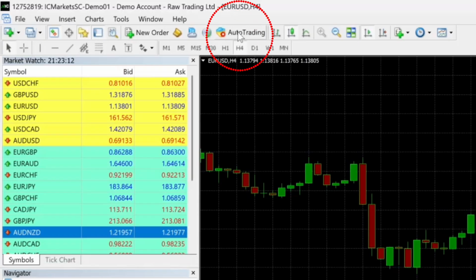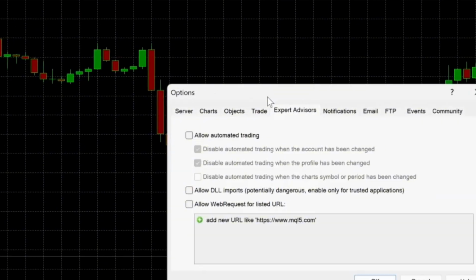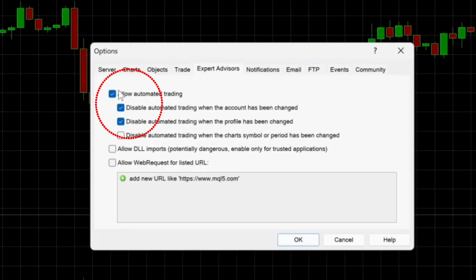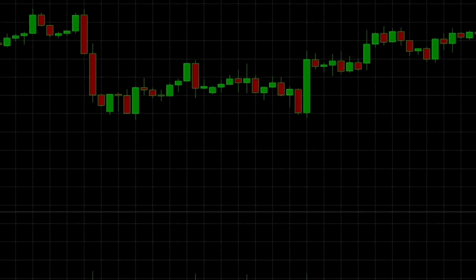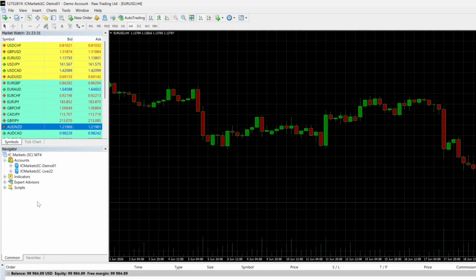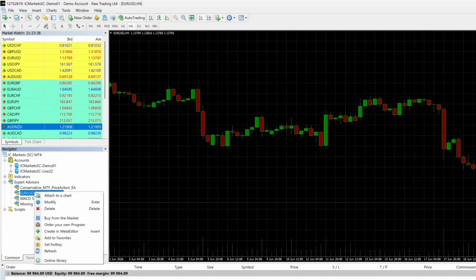Check that auto trading is enabled. Then open the EA settings and make sure Allow Live Trading is checked. If either one is disabled, the EA can run all day without opening a single position. This sounds simple, but it catches more traders than you would expect.